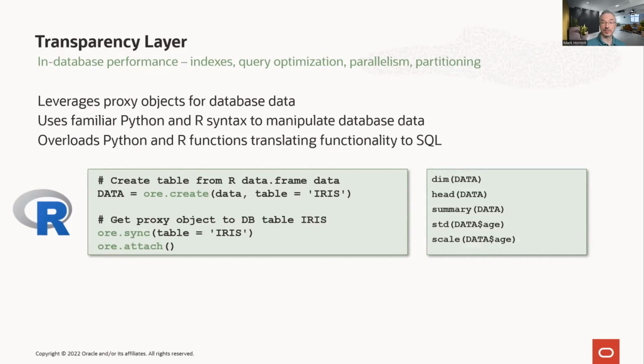Here we see how we can create a table from an R data frame using ore.create, specifying the table name we wish to use, in this case iris. If the table already exists in the database, we can use the function ore.sync and specify the table name we wish to access. Each of these returns a proxy object that we can then use to invoke familiar R functions like dim, head, and summary. These overloaded functions, in effect, translate desired functionality to SQL for in-database processing.